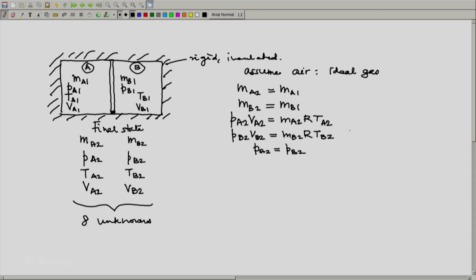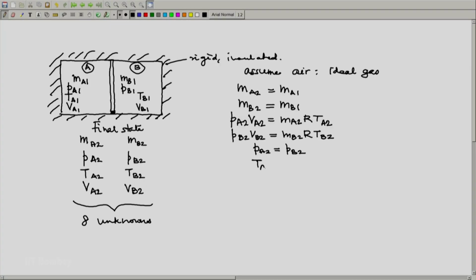5 equations. Then we are told that the piston is diathermic. So, it will not tolerate any temperature differences on either side, and hence we will have TA2 equal to TB2. 6 equations. We need 2 more. And which are the 2 more?